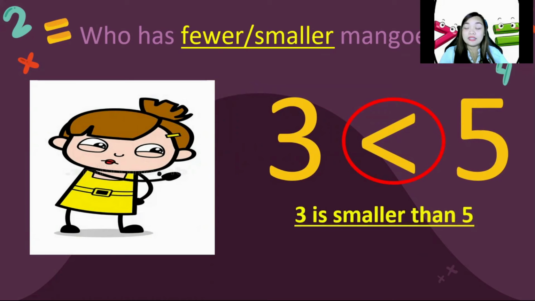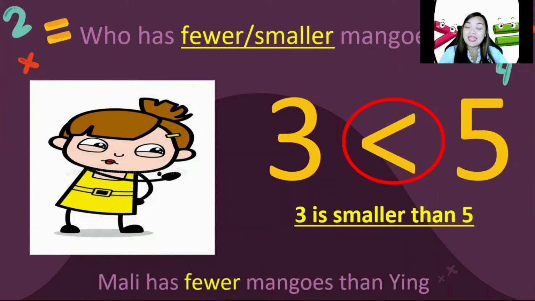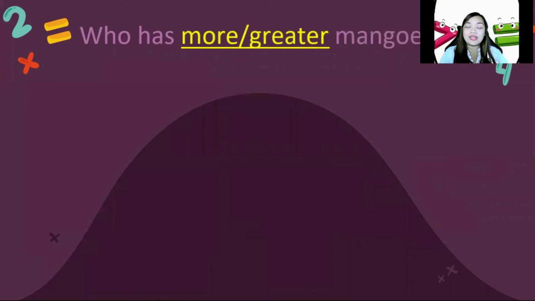So the symbol is like this. 3 is smaller than 5. So Mally has fewer mangoes than Ying. All right, and who has more or greater mangoes?